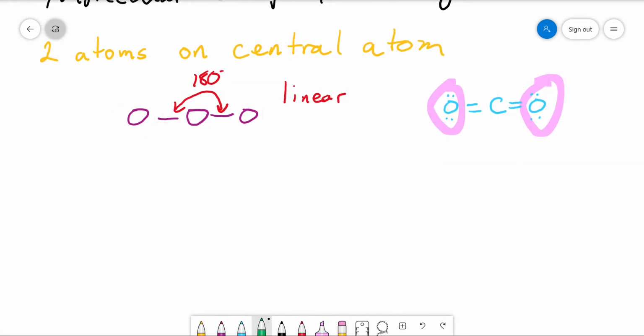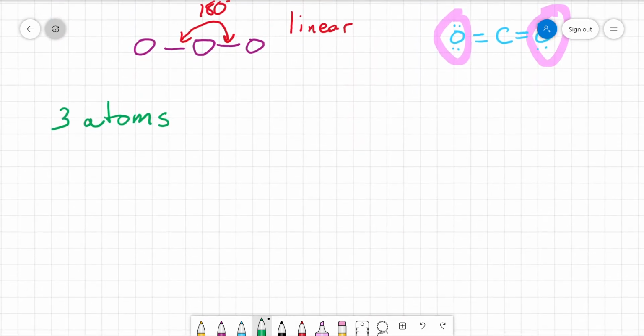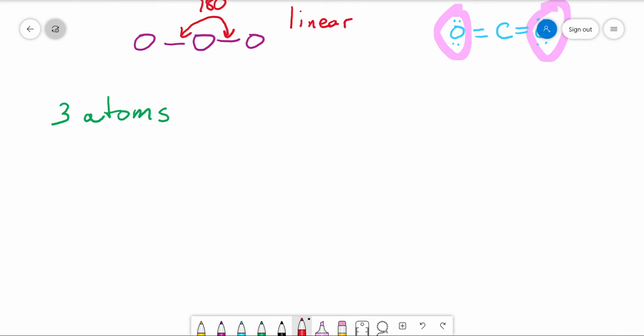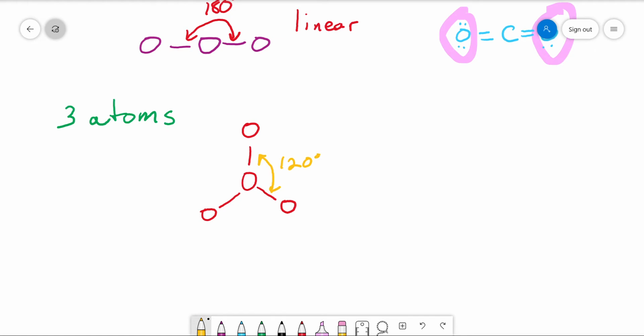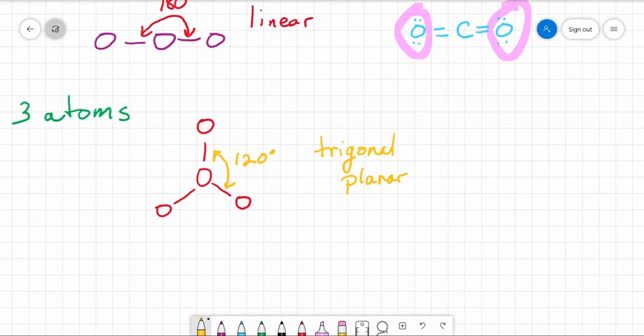Next, if we have three atoms on the central atom, and I'm going to stop writing on the central atom, so we're going to have three atoms here. What is that shape? Well, it's the same as it was a little while ago in the last video. And if you remember that bond angle in the name, that bond angle was 120 degrees. And the name was trigonal planar. Trigonal planar because everything lies in one plane.